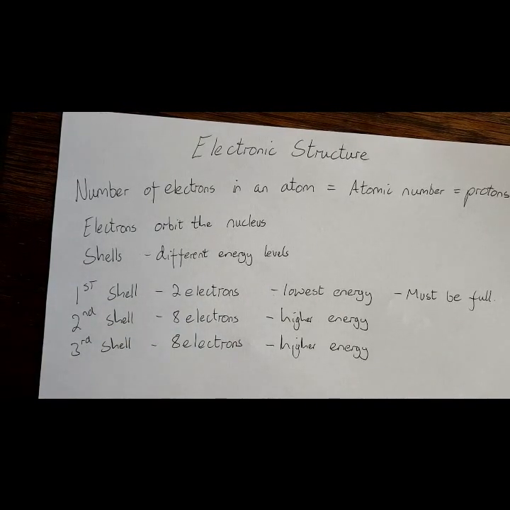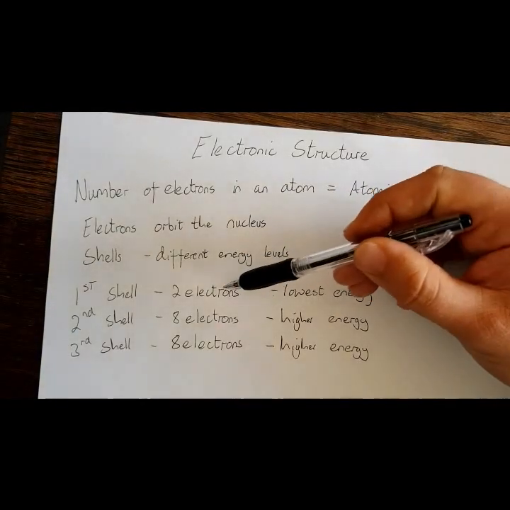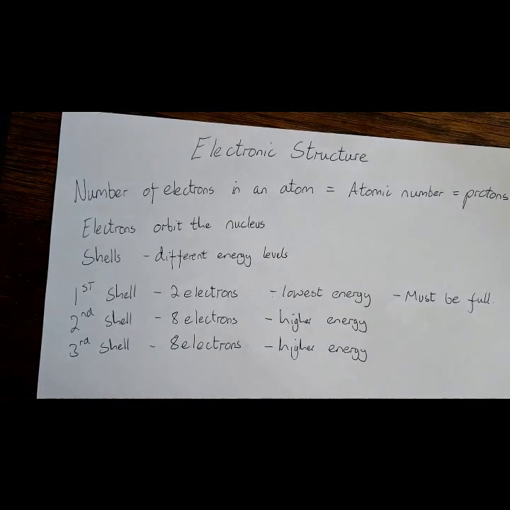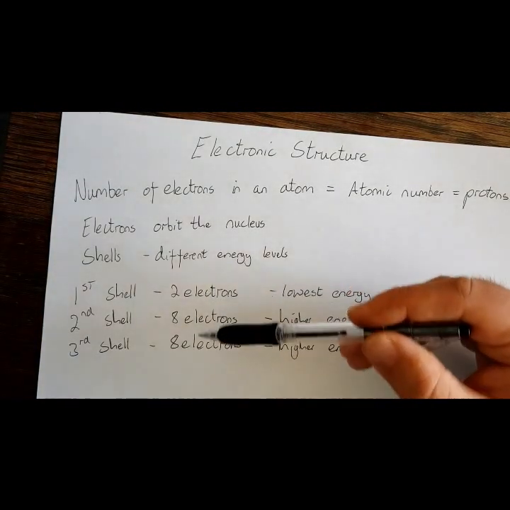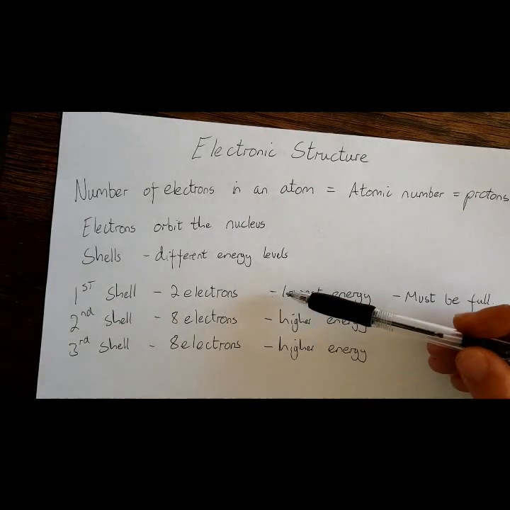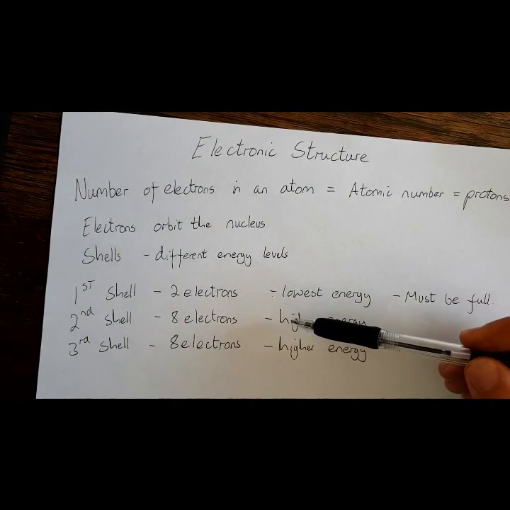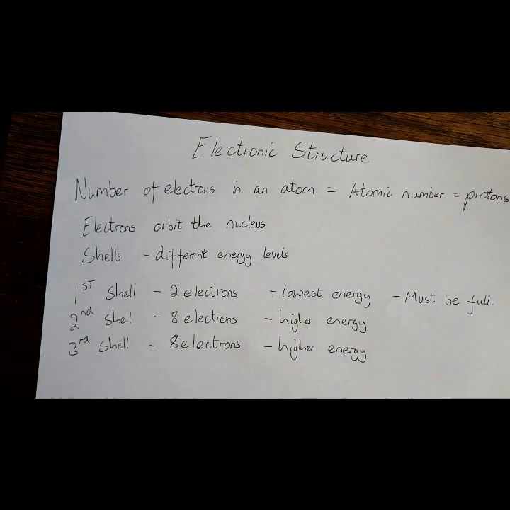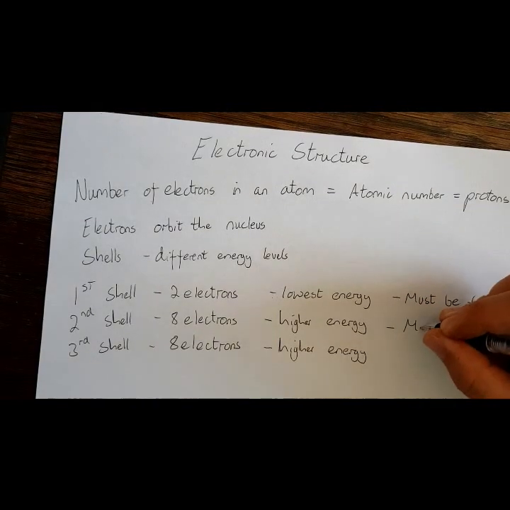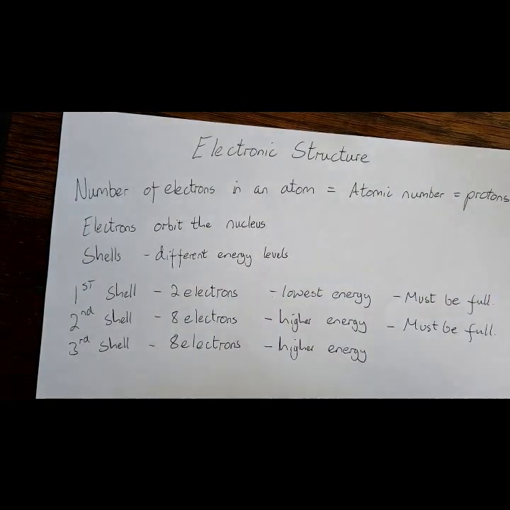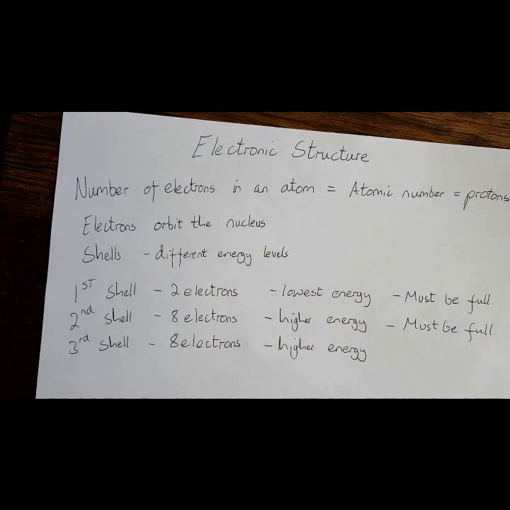If we had 6 electrons, we'd put 2 in the first shell and then we'd get 4 in the second shell. So 2 and 4 makes 6, which gives us the total. We fill up the first shell completely and start to fill up the second shell. We can't move on to the third shell until we've filled up the second shell, so this must be full as well before we can move on to the next one.